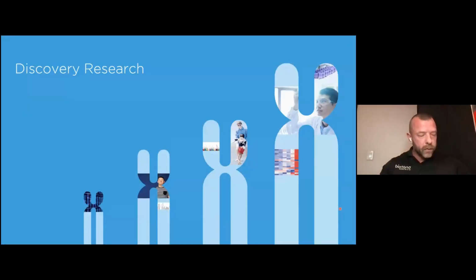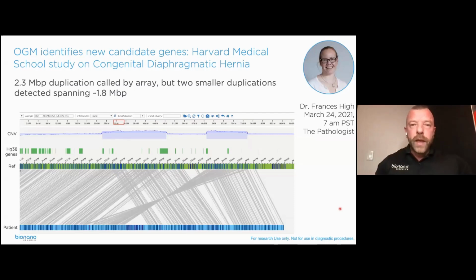Now, let me start with discovery research. The first case I want to show you is from a patient with congenital diaphragmatic hernia. It's a very severe congenital disorder where there's a hole in the diaphragm and the developing intestines push into the developing chest cavity and cause abnormalities of the lung and sometimes the heart. It's a very severe disease. And the team at Harvard Medical School has been using Bionano Sapphire instrument to look at these children and trying to find new candidate genes that can explain this disease.